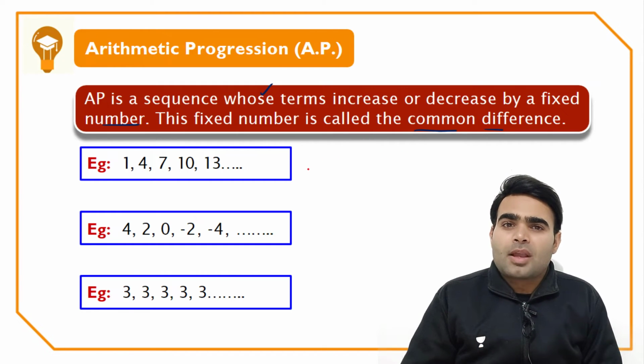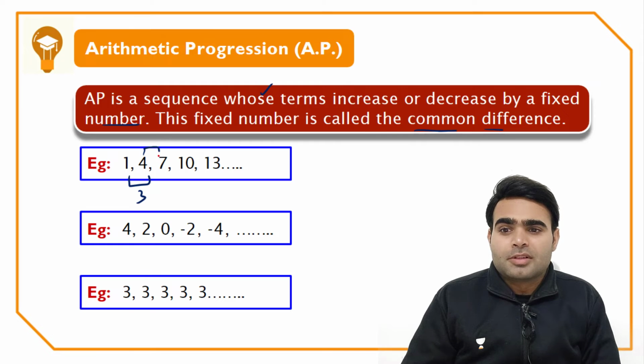For example, I will show you examples. You can see 1, 4, 7, 10 and 13. You can see the difference here is 3. You can see this difference is 3. You can see this difference is 3, right? And you can see this difference is also 3. That means the next term will be 16.